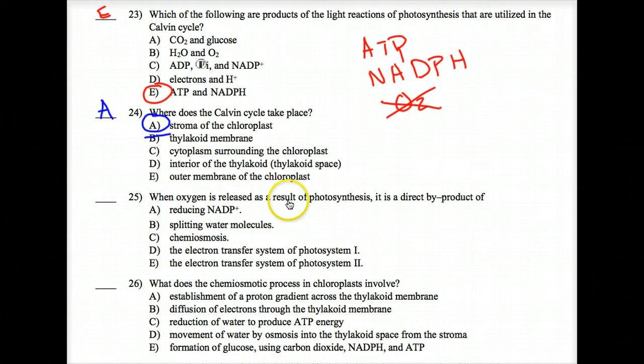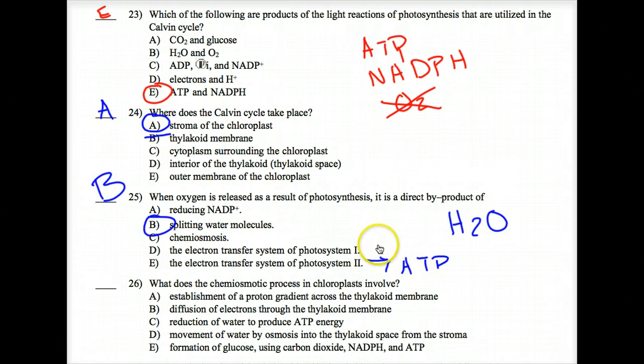25. When oxygen is released as a result of photosynthesis, it is a direct byproduct of water, and the water is split in photosystem 2. But it's not the electron transfer in photosystem 2, it's just the splitting of water, because the electron transfer system of photosystem 2 is going to make ATP, and this makes NADPH. So it was kind of tricky. You should know that it's not that, and it's not that, it's not that, but B and E are kind of tricky.